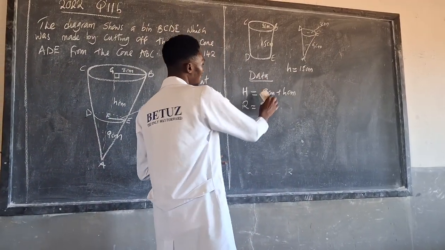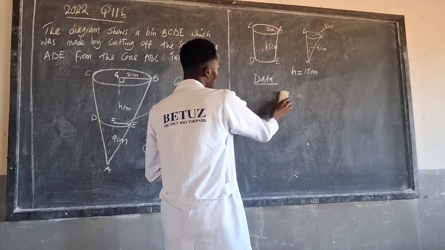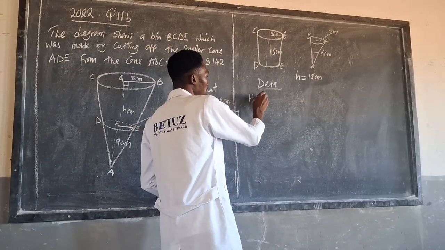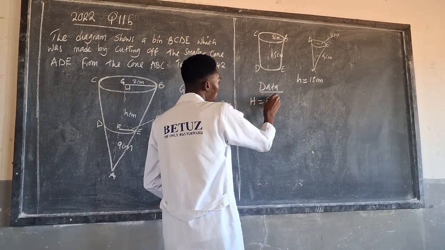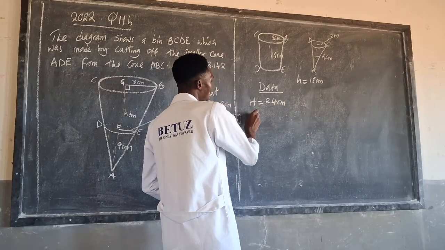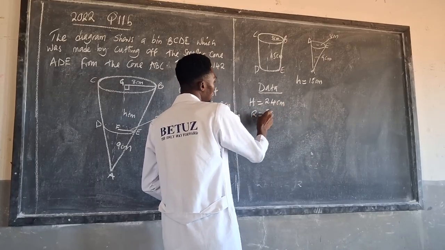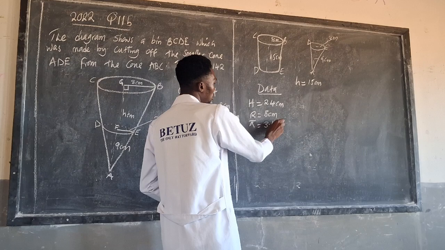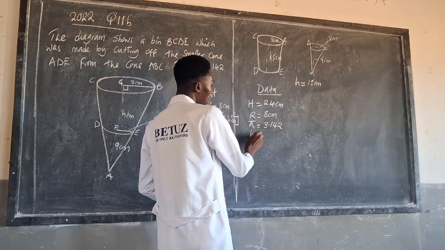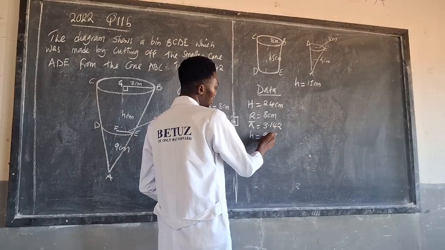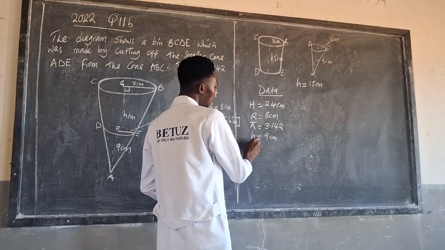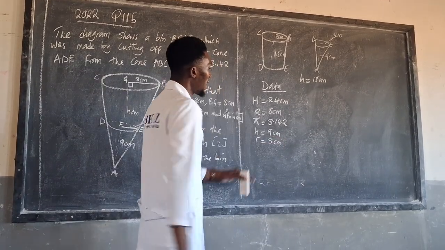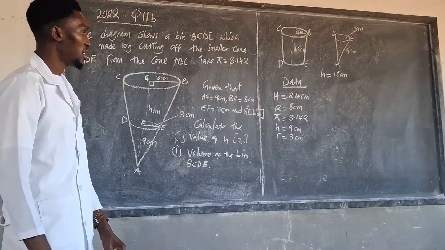Okay, so let's go back to our data. Since we have found h to be 15, our calculated h now will be 9 plus 15, which is 24 centimeters. Then our radius will be 8 centimeters. Then pi, we have been given pi to be 3.142. Then the small letter h is 9 centimeters, and the small letter r is 3 centimeters. So this is the information which we have.